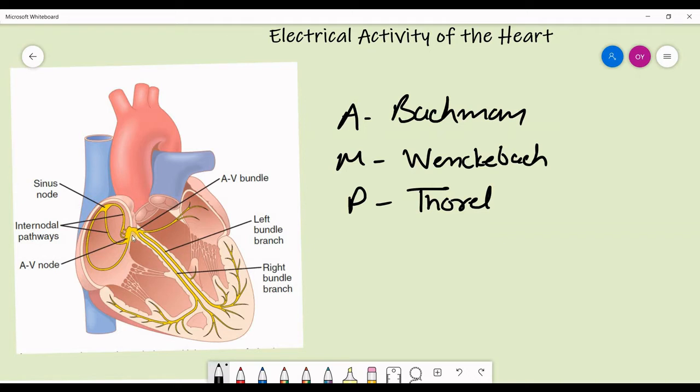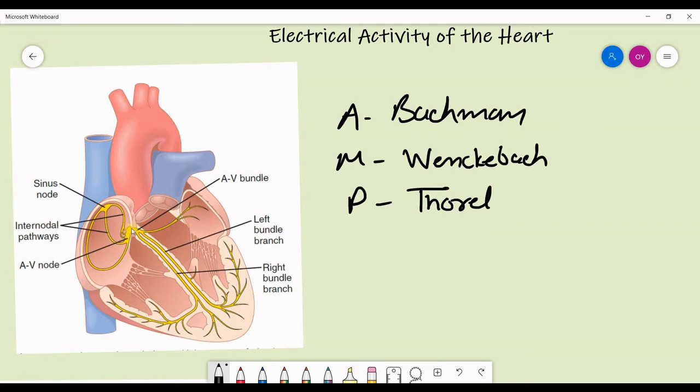The AV node is located in the right atrium just behind the atrioventricular valve, that is, in the posterior wall, and very close to the interatrial septum. An important property of the AV node is that it has very few gap junctions. So conduction of impulse in the AV node is very slow compared to other parts of this conduction system.